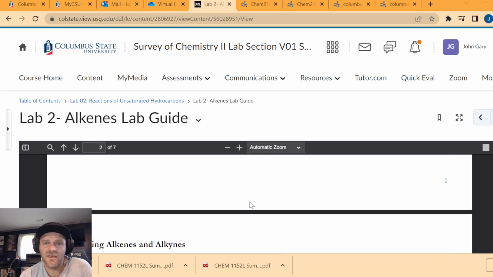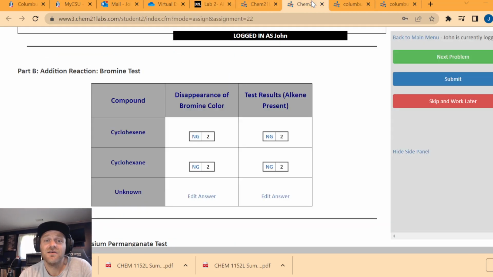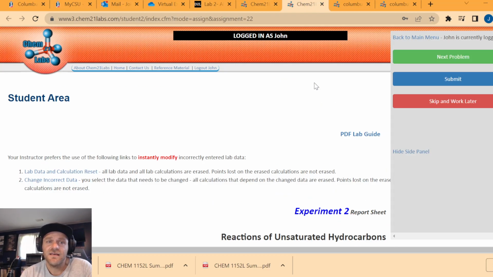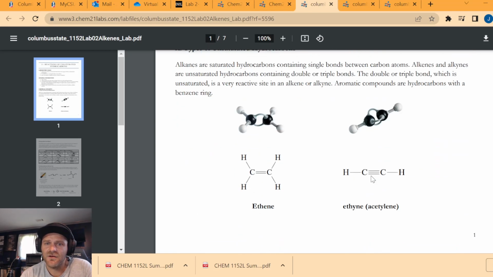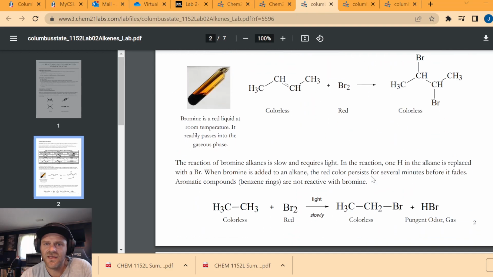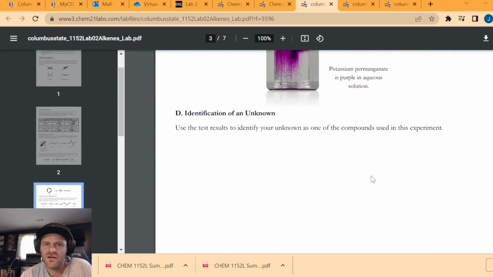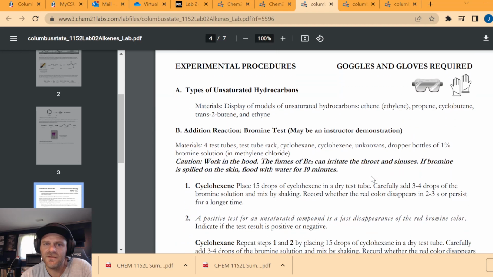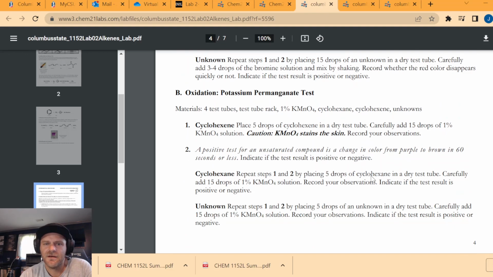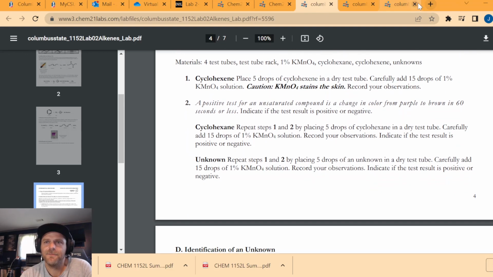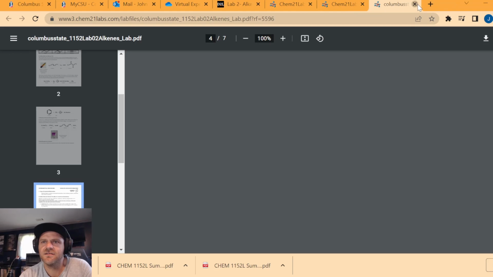All the information is in the lab guide. You can also find the lab guide in your Chem 21 lab report. Up at the top of experiment 2, you'll see PDF lab guide. Click that, open that up, and it'll be that same lab guide that I loaded for you on CougarView. Same thing, it goes through information like a pre-lab and then the procedure that we do in the lab to carry out the test. Okay, let me X all of them.